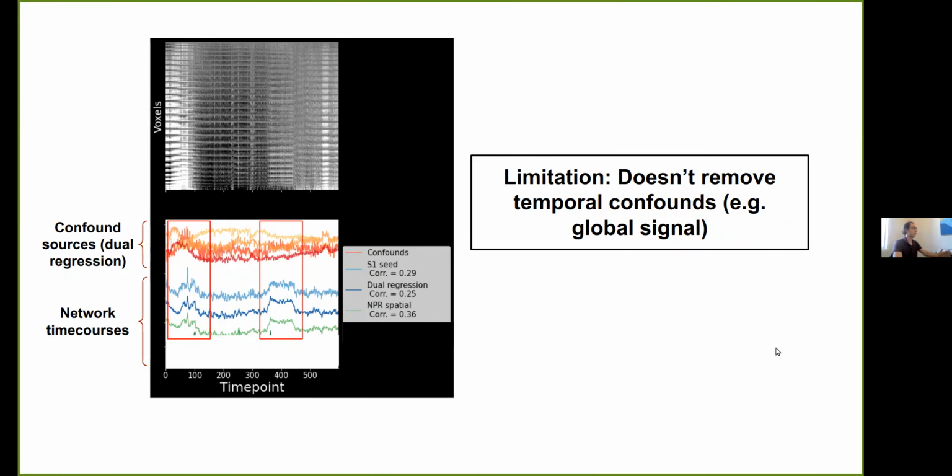I'm showing on the left the carpet plot for one scan, where you can see the signal fluctuations for all voxels across the brain, and the white and black stripes represent fluctuations in global signal. At the bottom, I'm showing the time courses for different confound components obtained with dual regression, showing that these do capture the global signal effect. But also at the bottom are time courses for the somatomotor network with different connectivity analyses, and these were all affected by global signal, including NPR.